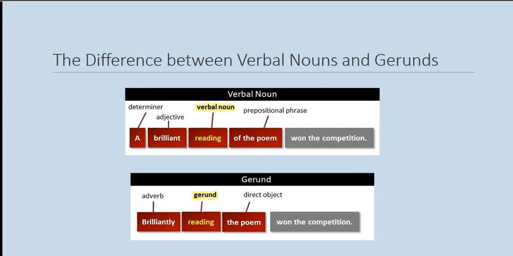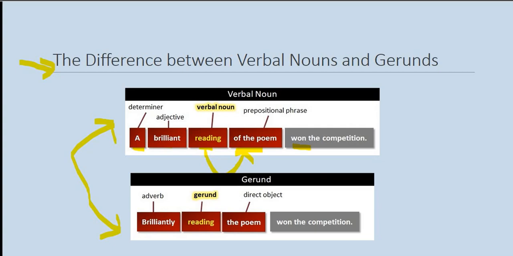So we might be thinking about verbal nouns and gerunds. So what is the difference between verbal nouns and gerunds? You have to be very careful in order not to mix them, misuse them. So let's see their difference on these two tables. So verbal nouns, you can see the sentence example. A brilliant reading of the poem won the competition. A determiner, adjective, a verbal noun is reading, and a prepositional phrase. You can see that the verbal noun reading is followed with a prepositional phrase like any other noun actually.